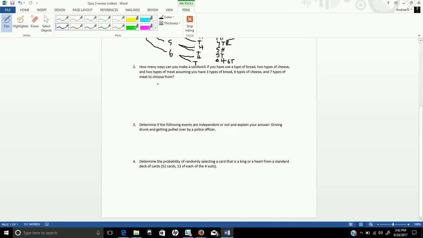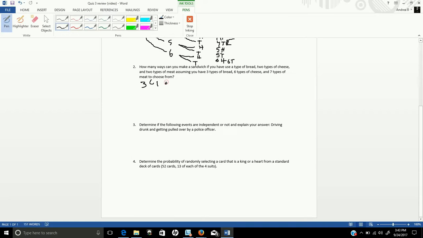So this one is using your combinations here because we're choosing those. There's no specific order, so it'd be combinations. So for the first case, we'd have 3 types of bread, and we're choosing one of those. So we can write that as 3C1 for a combination.